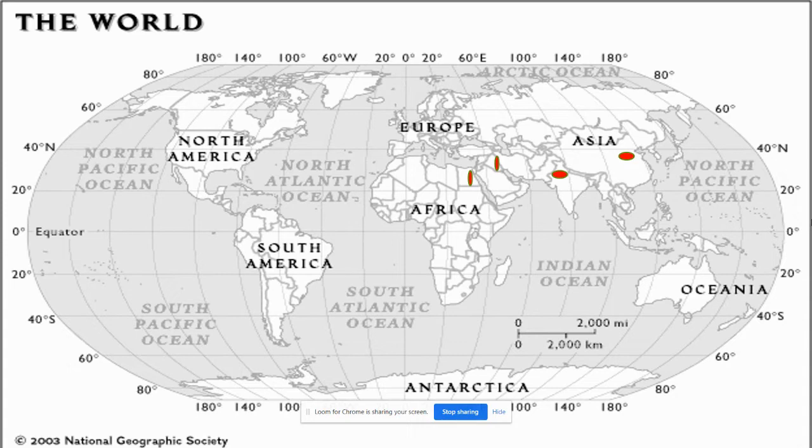The second map asks you to think about latitude. Remember, latitude lines are the lines that run east to west across the globe here. Take your best estimate as far as to what latitude line all of these civilizations are close to.